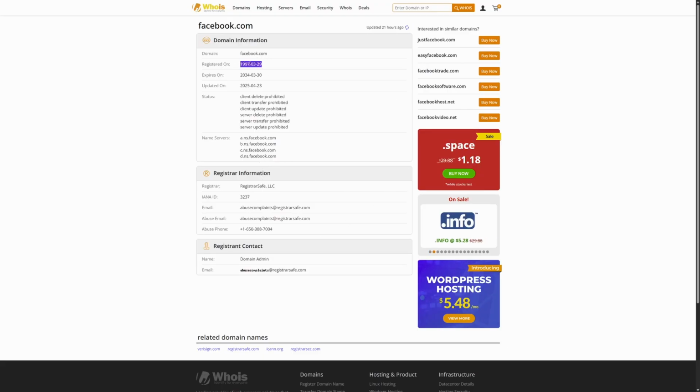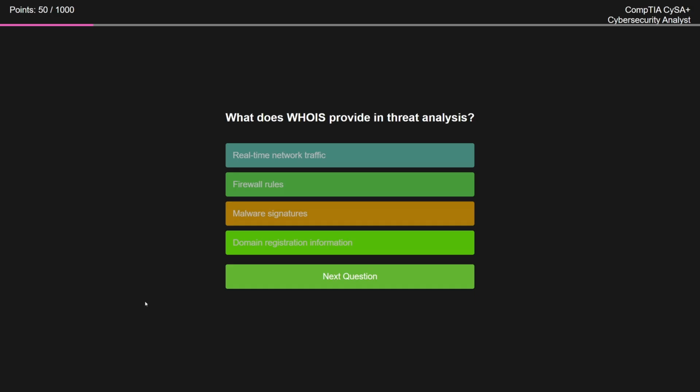When was it registered? 1997, 0329. It expires on 2034, 0330. It was updated last on 2025, 0423. And here are the name servers, and we have our registrar information. It was registered by an LLC. You have the email to send complaints and stuff like that. So that's how Facebook was registered. That gives information about when it was actually registered, stuff like that. I was just showing you what it would actually look like if you looked at a WHOIS lookup. So let's go to the next question.